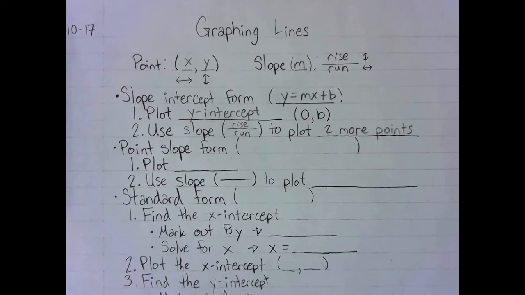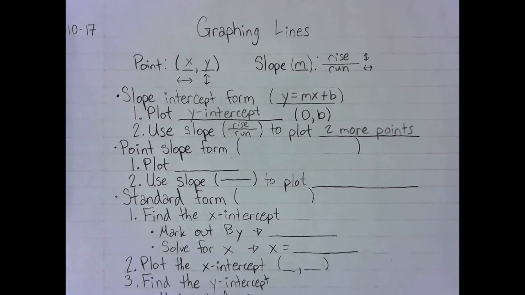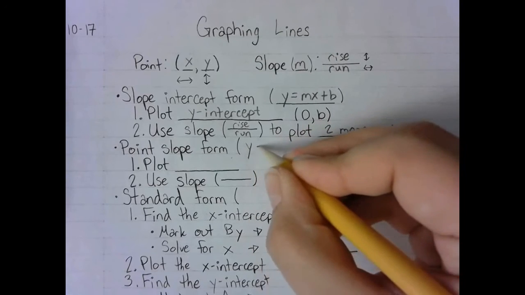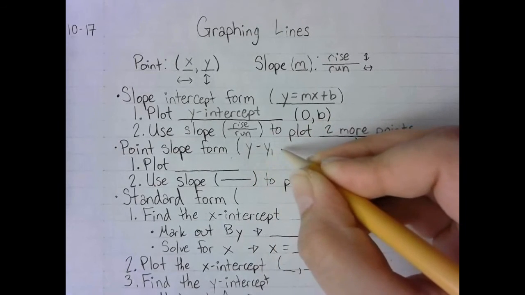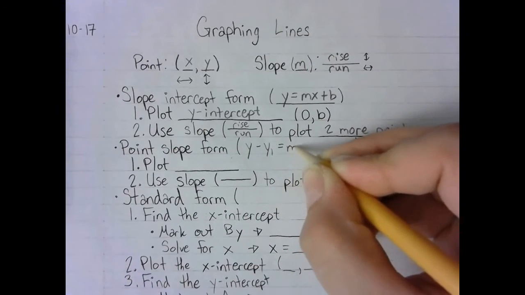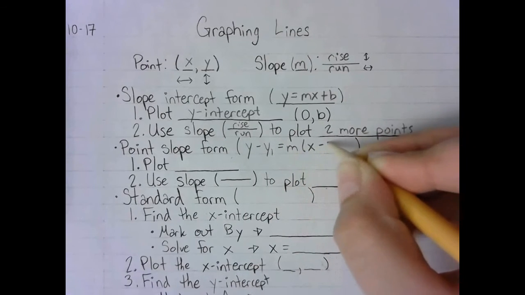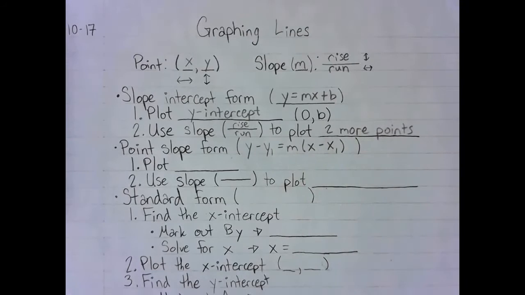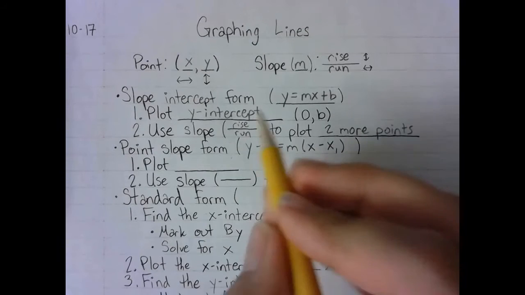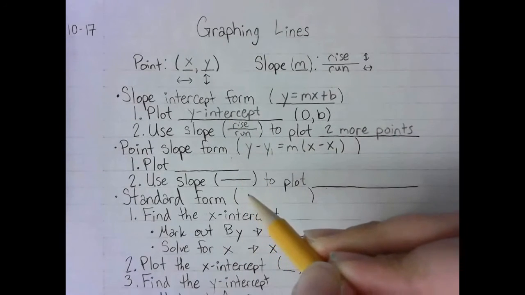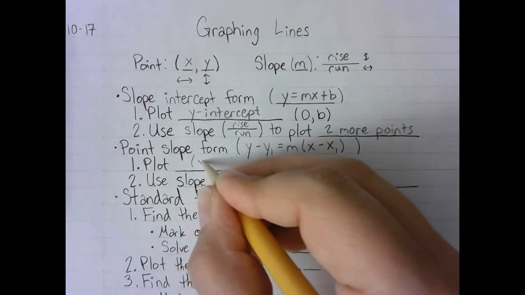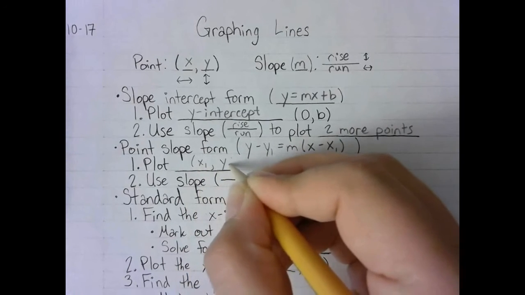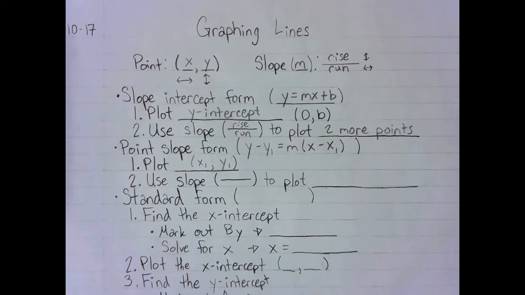Point-slope form has a similar way. Now remember, point-slope form is this long equation. y minus y1 equals m times the quantity x minus x1. So that's a really long equation. And again, you're going to plot a point, but we're not given the y-intercept when we're given point-slope form. We're just given the point x1, comma, y1. So you're going to plot whatever that point is.